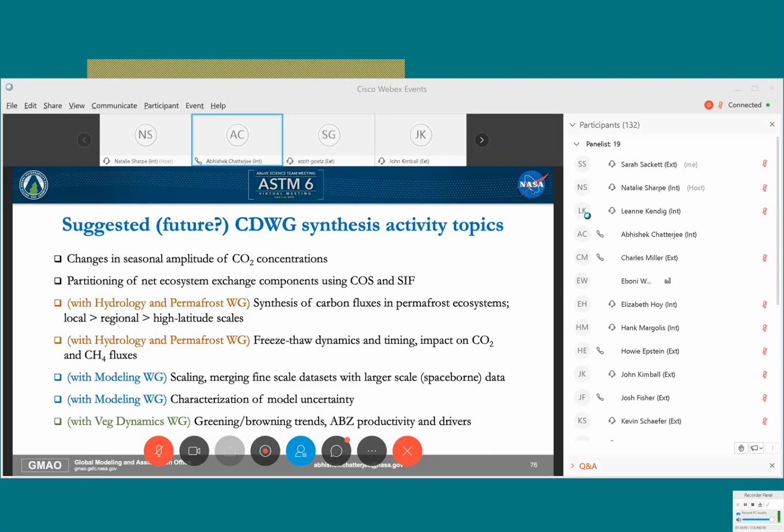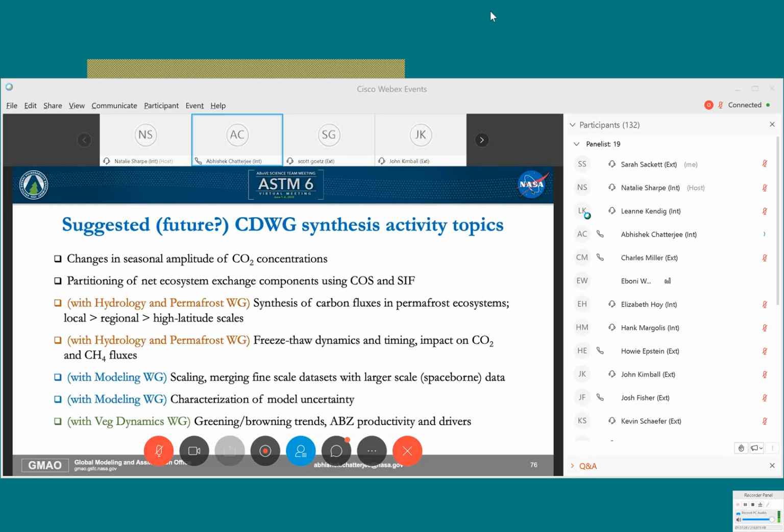So some of this work is already underway, and I'm thinking that there is an opportunity here that these can be expanded into something a little bit broader, where different models and different observations, or different projects, can be included. And then we also have a bunch of synthesis topics that were suggested, which would cut across different working groups.